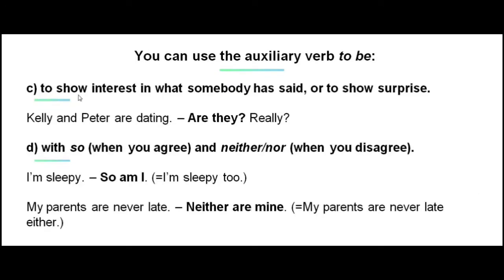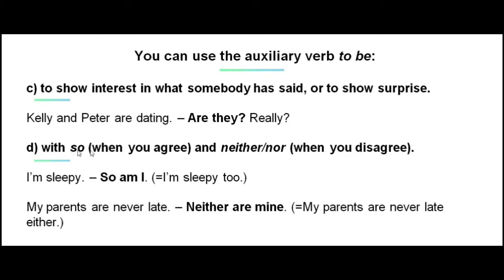C, to show interest in what somebody has said or to show surprise. For example, Kelly and Peter are dating. Are they? Really? Showing surprise.